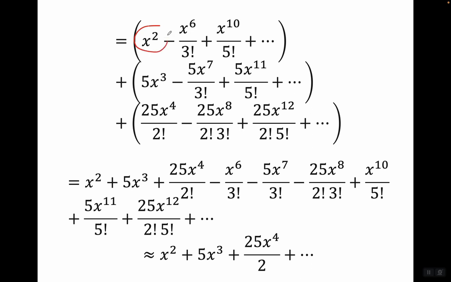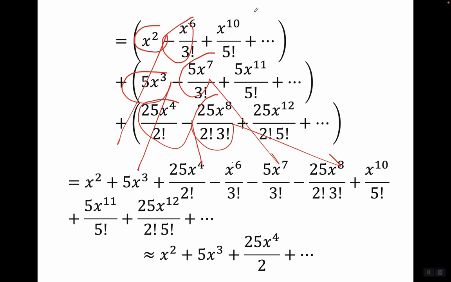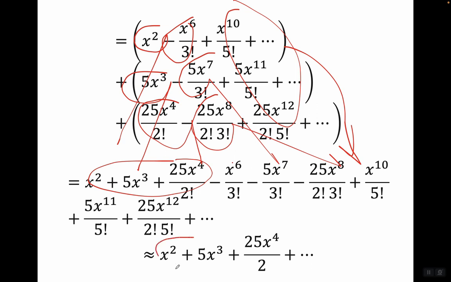So first we have an x squared. That's great. And then we have only 1 x cubed. And then we have an x to the 4th term. Then we've got some x to the 6th term here. That'll go here. X to the 7th term, that goes here. X to the 8th term goes here. And then we have x to the 10th, 11th, and 12th. Those go at the end. So notice that when you look at the first 3 non-zero terms, this is just what you end up with. So our answer is x squared plus 5x cubed plus 25x to the 4th over 2.